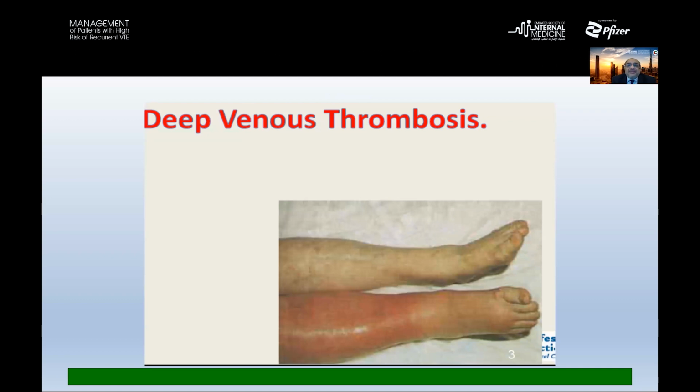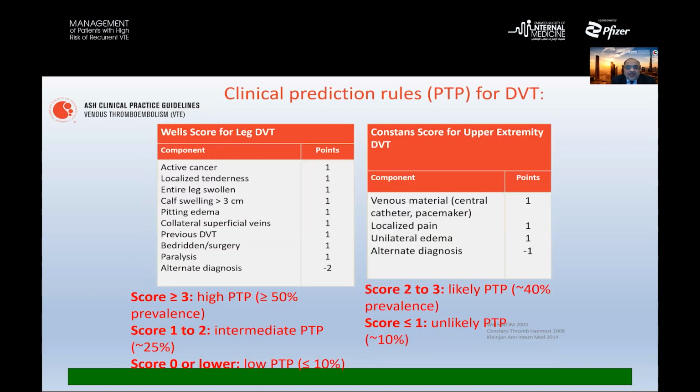Deep venous thrombosis is the common, quick one, which most of you may have seen. There are two pre-test probability scores for it: the common one is the Wells score for leg DVT, and then the Constans score for upper extremity DVT. We all look at lower limb DVT, but none of us consider upper extremity DVT. Those working in hospital medicine usually see this after PICC line insertions, catheters, and other problems.